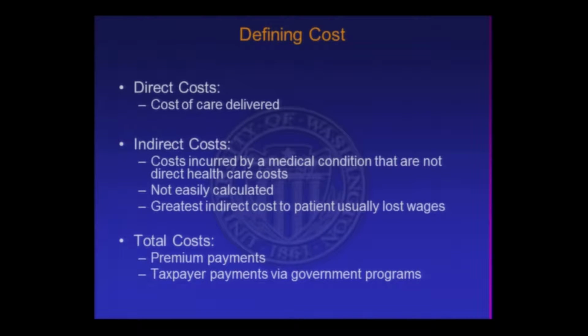Indirect costs, which are the costs that are peripheral. They're basically any cost that's not direct. For instance, a patient's loss of wages, right? That's a very significant cost of a certain condition or even a potential intervention. And then the total costs include everything: premium payment, tax payments, disability payments that come from taxpayer pool, et cetera.